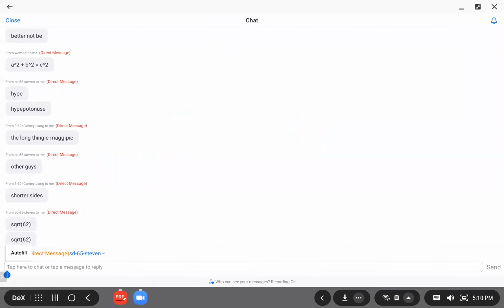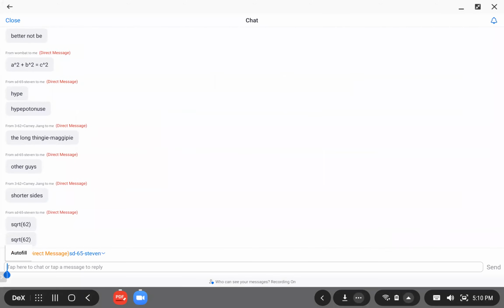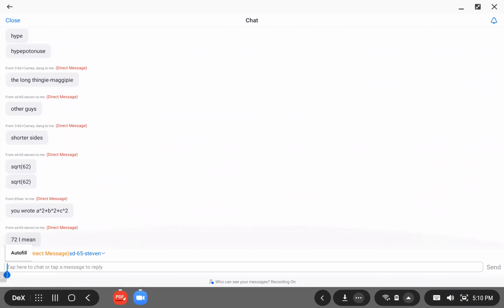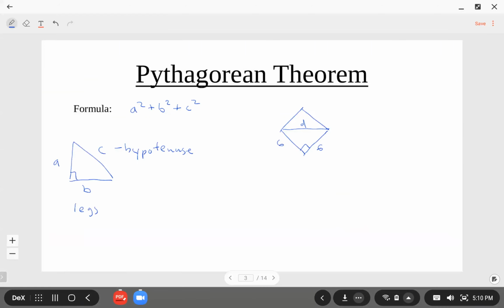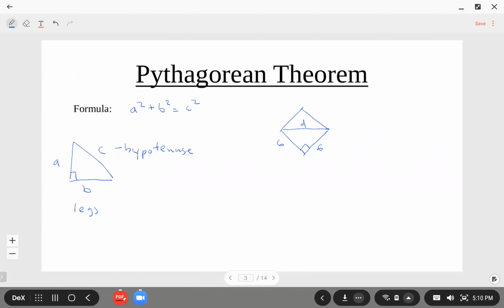The square root of 62? Are you sure about that, Stephen? Oh, yes. Sorry, I wrote a squared plus b squared plus c squared. It's going to be equal to c squared. Okay. Yes, 72. Square root of 72. Small mistake, don't make them. Oh, first, I forgot to do this first.